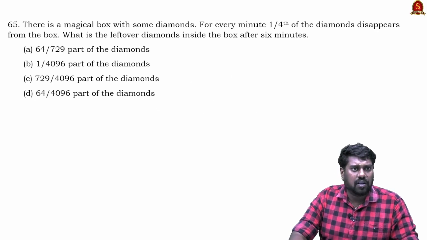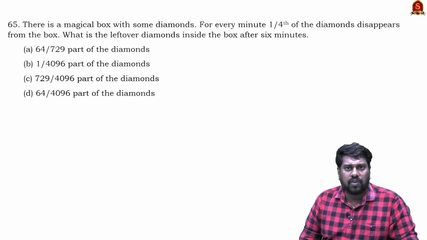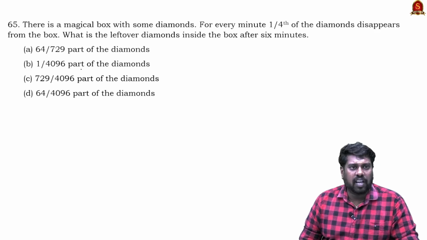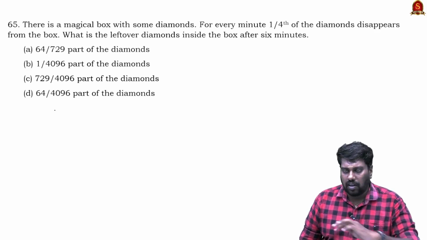See here. This particular question always has higher number values. There is a magical box with some diamonds. Every minute, 1/4 of the diamonds disappear from the box. What is the leftover diamond? If you see the answer options, all are bigger numbers. Usually we get scared on seeing bigger numbers, yes or no? Nothing to be scared of.